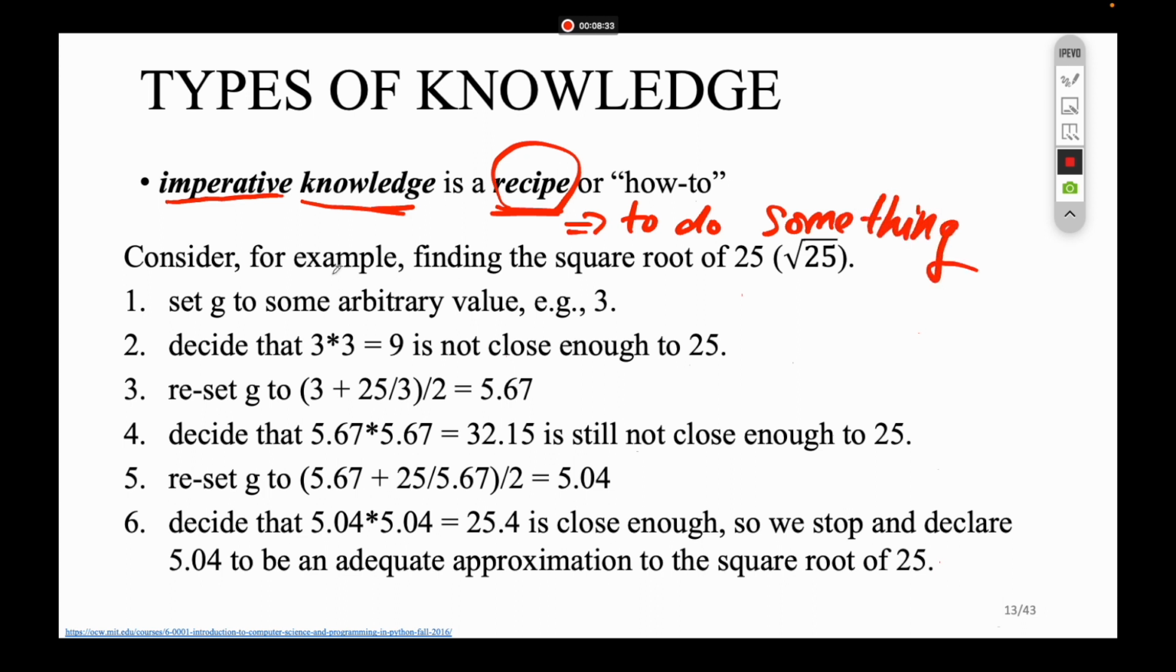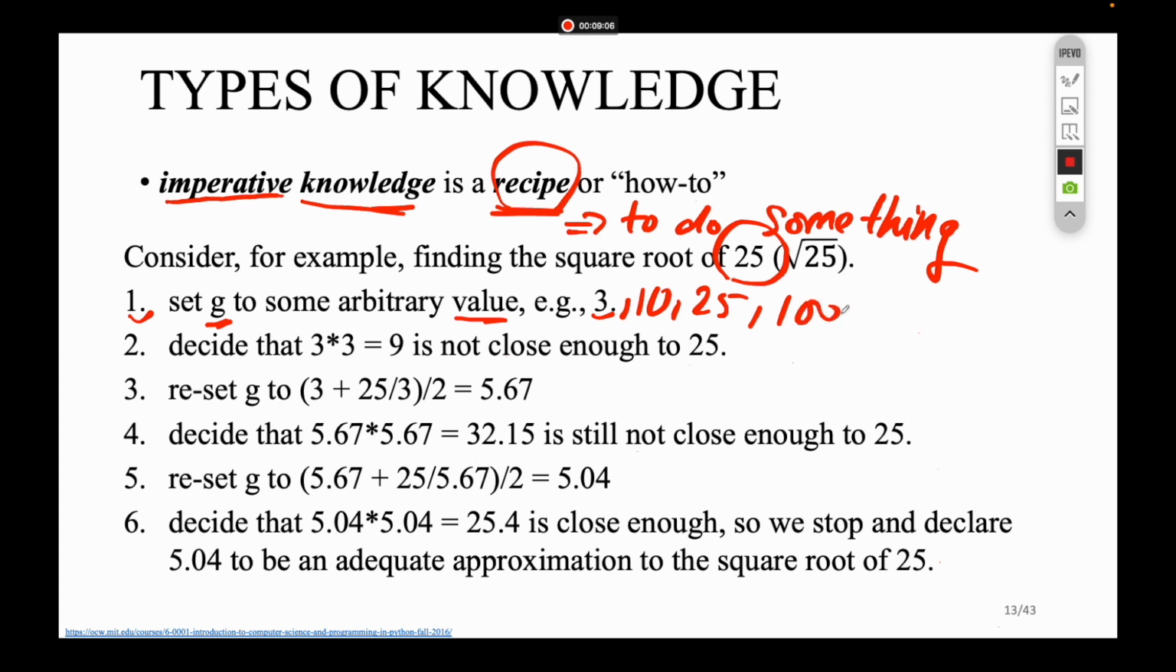So, for example, you want to find the square root of 25. How can you do that? In the first step, you need to set g to be equal to some value. You can randomly select a value, whatever you want. It doesn't matter. For example, you can select number 3, or number 10, or number 25, whatever you want.